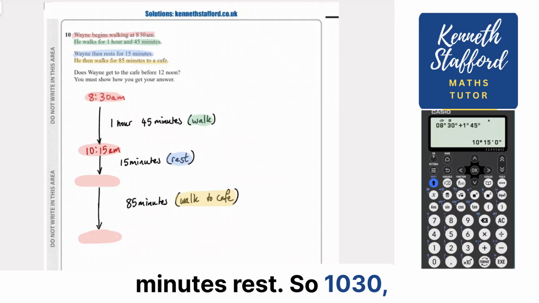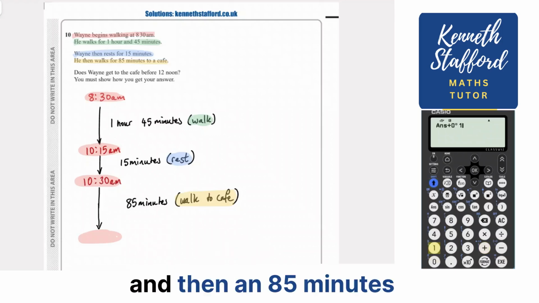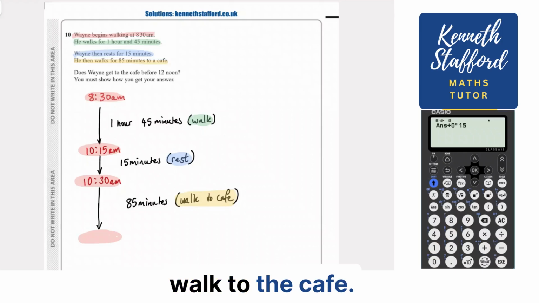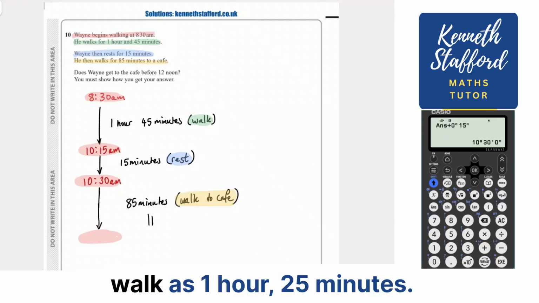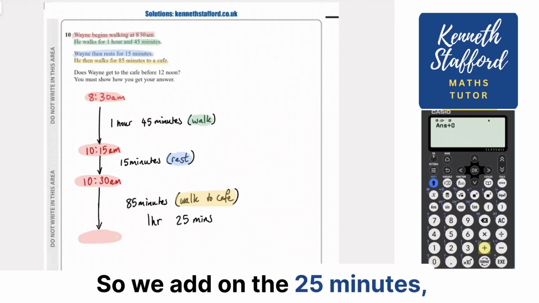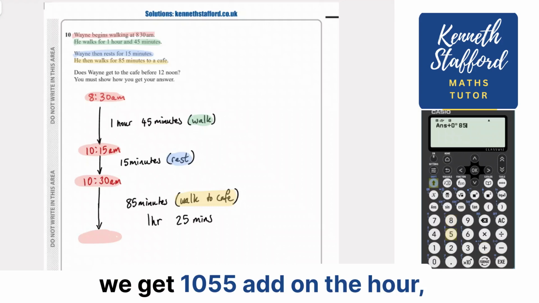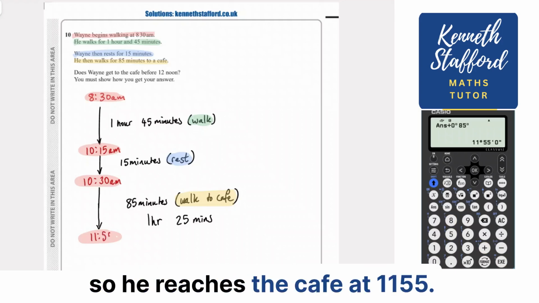15-minute rest, so 10:30, because we add on 15 to the 15. And then an 85-minute walk to the cafe. We could think of an 85-minute walk as 1 hour, 25 minutes. So if we add on the 25 minutes, we get 10:55. Add on the hour, we get 11:55 a.m. So he reaches the cafe at 11:55.